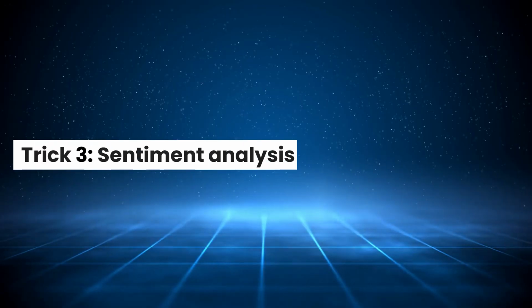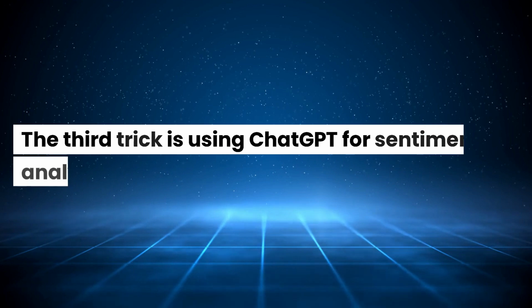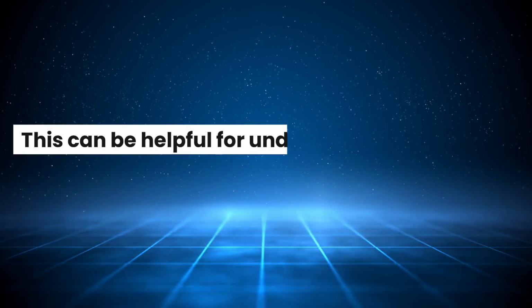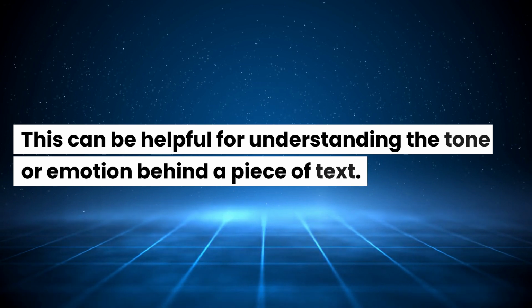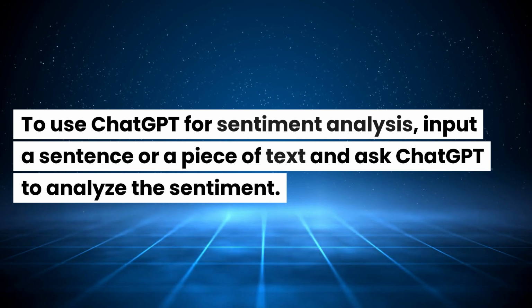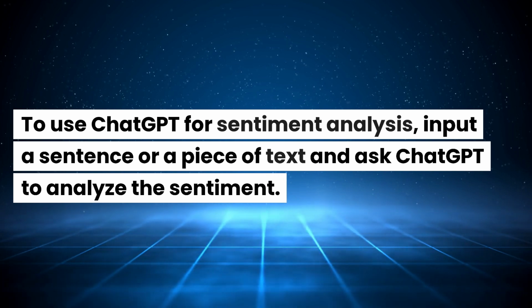Trick 3. Sentiment analysis. The third trick is using ChatGPT for sentiment analysis. This can be helpful for understanding the tone or emotion behind a piece of text. To use ChatGPT for sentiment analysis, input a sentence or a piece of text and ask ChatGPT to analyze the sentiment.